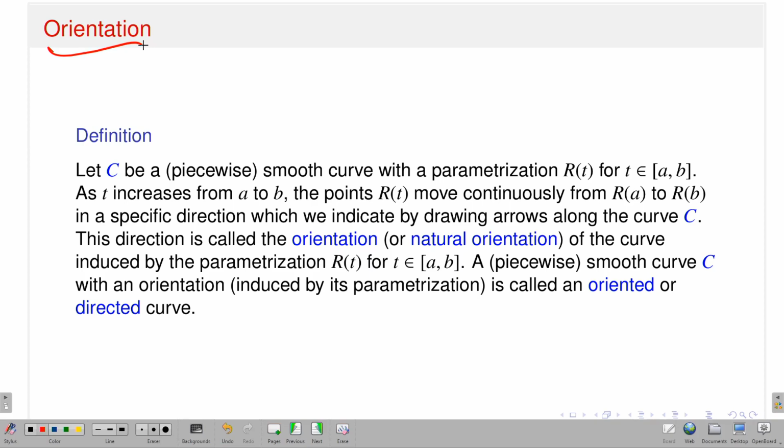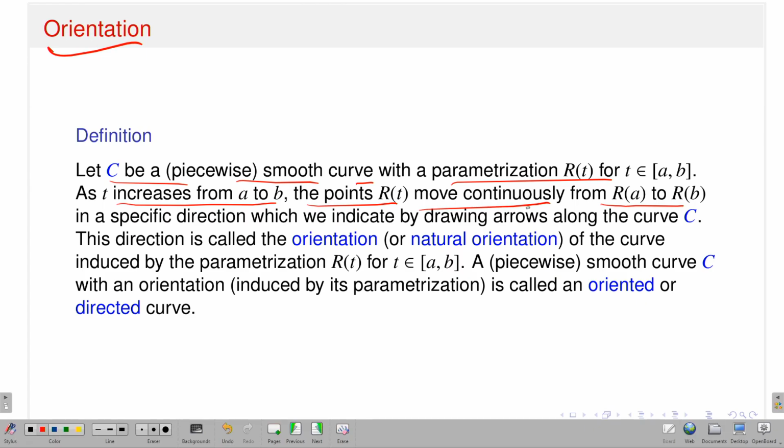So what is orientation? Suppose I am starting with a curve. Let C be a piecewise smooth curve, and suppose your parameterization is capital R of t. Now if t increases from a to b, that means t varies starting from a and going to b, the point R of t moves continuously from R of a to R of b. Of course, I said that if I have a smooth curve, I can talk about the unit tangent vector, and that also varies smoothly as t increases from a to b.